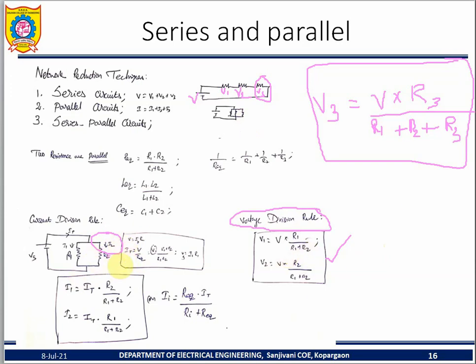Is there any possibility to find I2 quickly? Yes. Similarly, you can write I2 is equal to the supply current. What is the supply current? I. As similar, I multiplied by the other resistance, divided by additions. For example, two resistances are there, R1, R2. Here is 2 means, previously 3, 3. Here 2 means the other resistance, R1. Then write R1 divided by R1 plus R2. Very simple formula, only two resistances: R1 plus R2. So this is the current division rule formula.